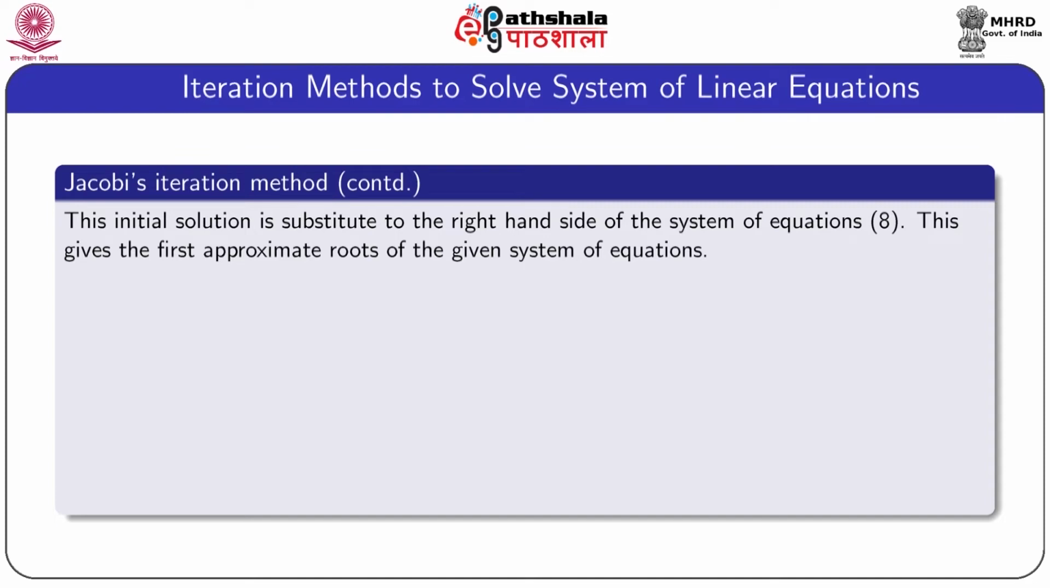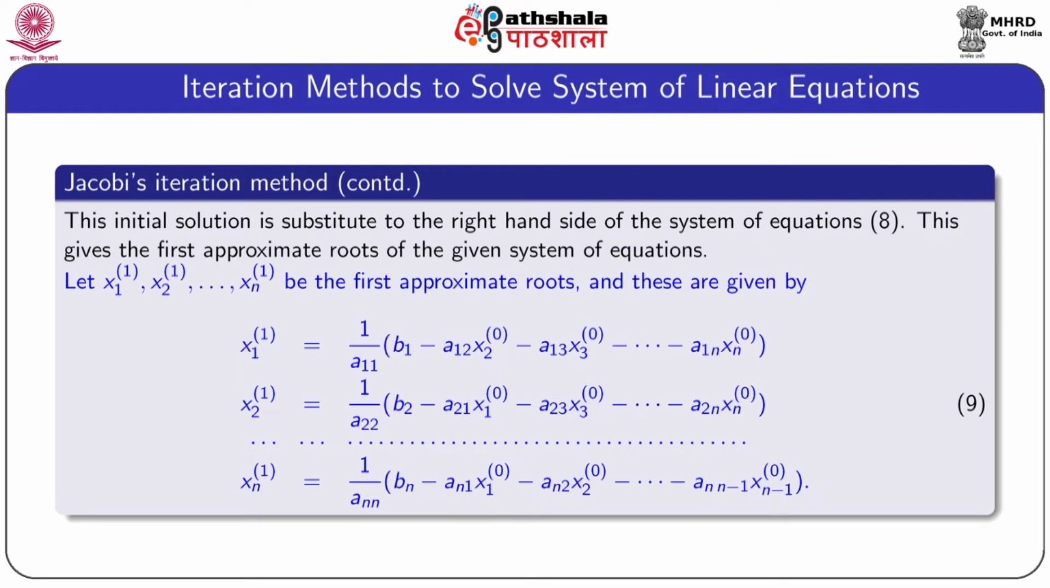Now, the initial solution is substituted into the right hand side of the system of equations 8 to get the first approximate root of the system of equations. Let x1^1, x2^1, ..., xn^1 be the first approximate root of the system of equations, and these first approximate solutions are obtained by the following system of equations.